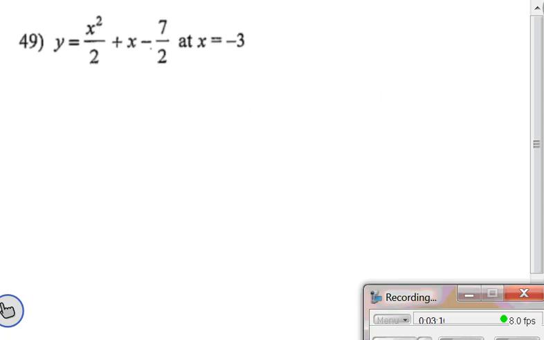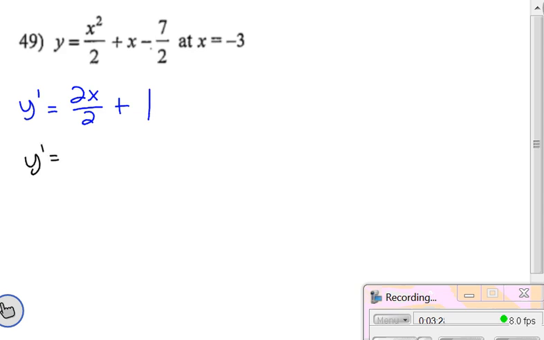And 49, find the derivative at x equals -3. First, we got to take the derivative. So that's y prime. Okay, 2 times x divided by 2. Drop the x squared down to a 1. Plus the derivative of x is 1. Okay, if you clean this up a little bit, 2 divided by 2, that's just x plus 1 is our derivative. And all we're asked to do is find the derivative at x equals -3.